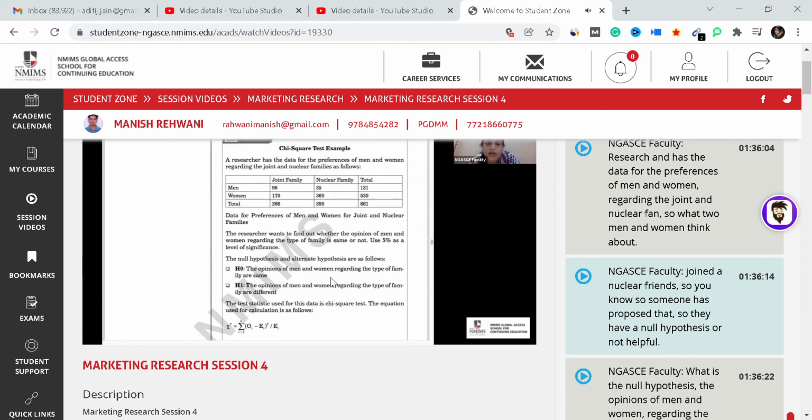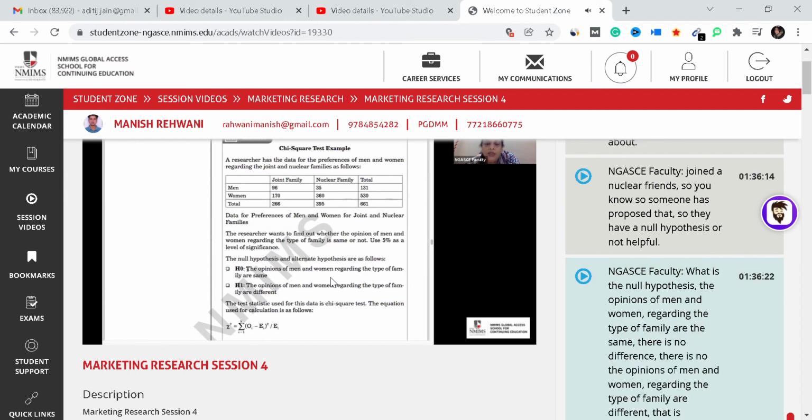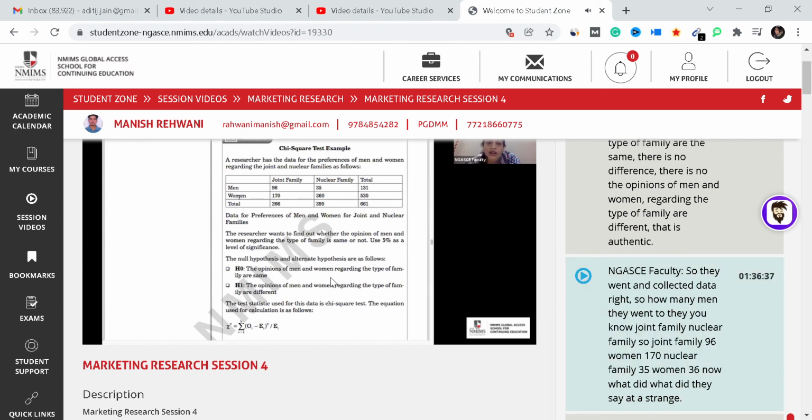So they have a null hypothesis and alternate hypothesis. What is the null hypothesis? The opinions of men and women regarding the type of family are the same. There is no difference. That is the null. The opinions of men and women regarding the type of family are different. That is the alternate hypothesis. So they went and collected data, right?